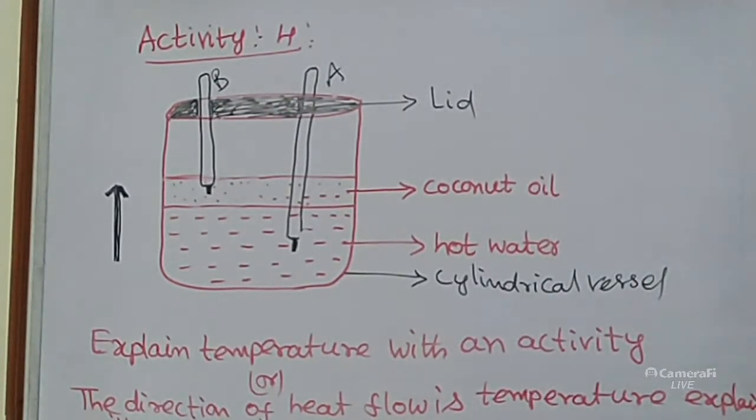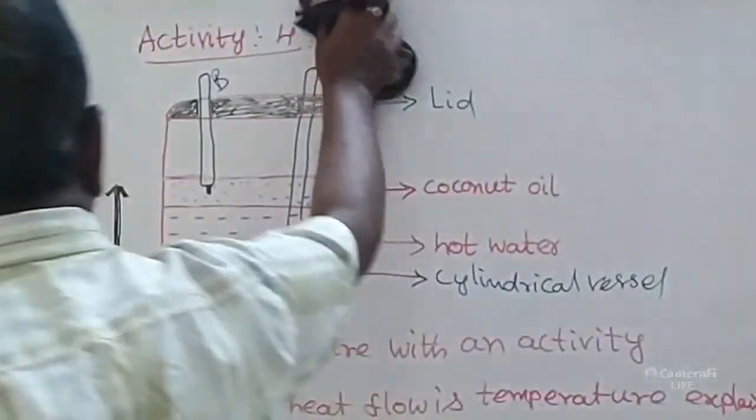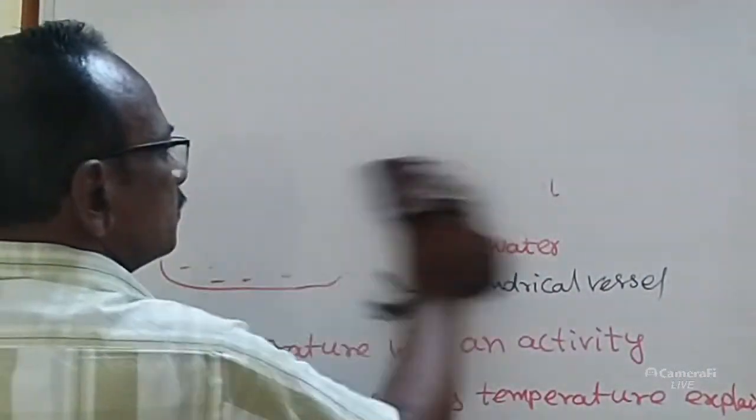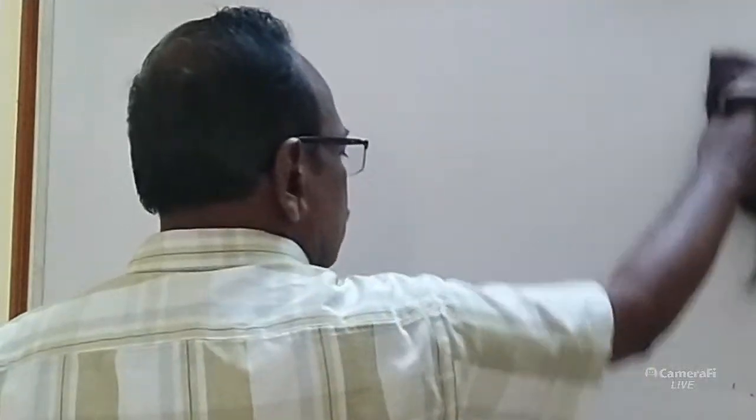Okay, I will go to one more topic. So you know already the principle of calorimetry. What is the principle of calorimetry? Net heat lost by the hot body is equal to net heat gained by the cold body. This will be explained with one example.